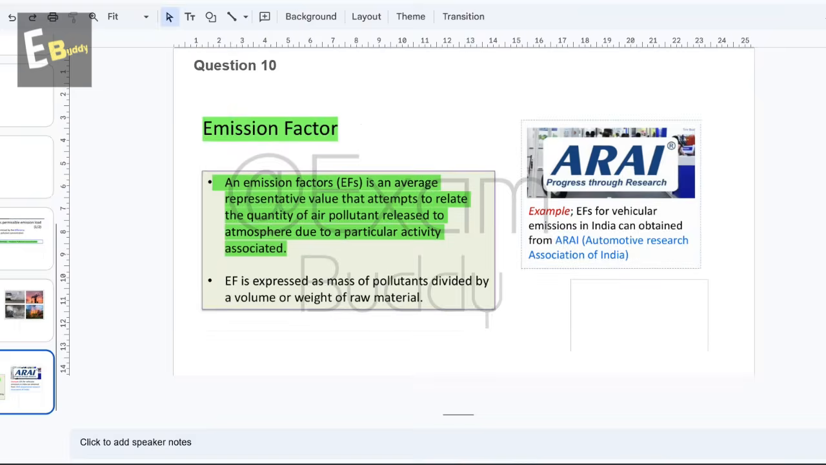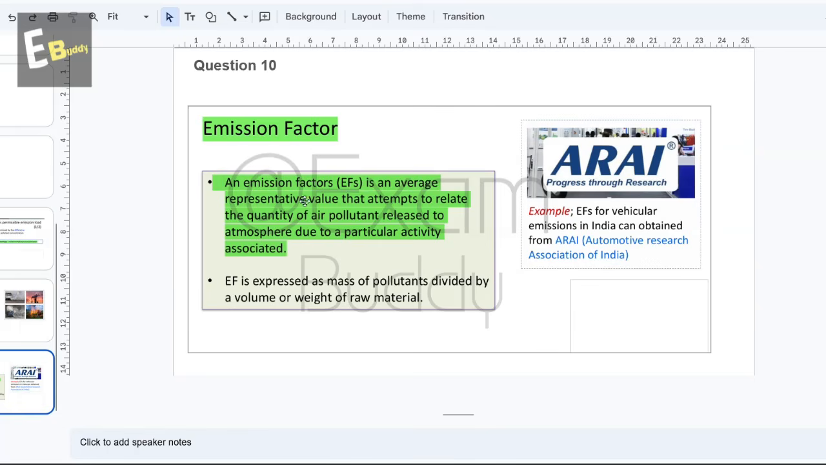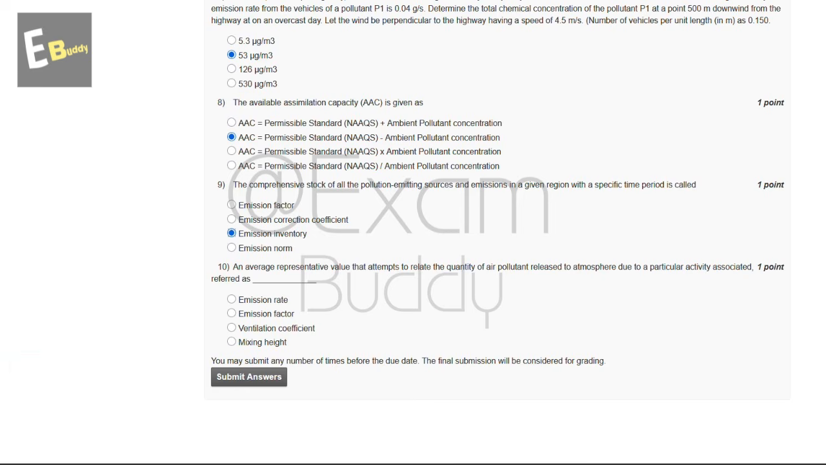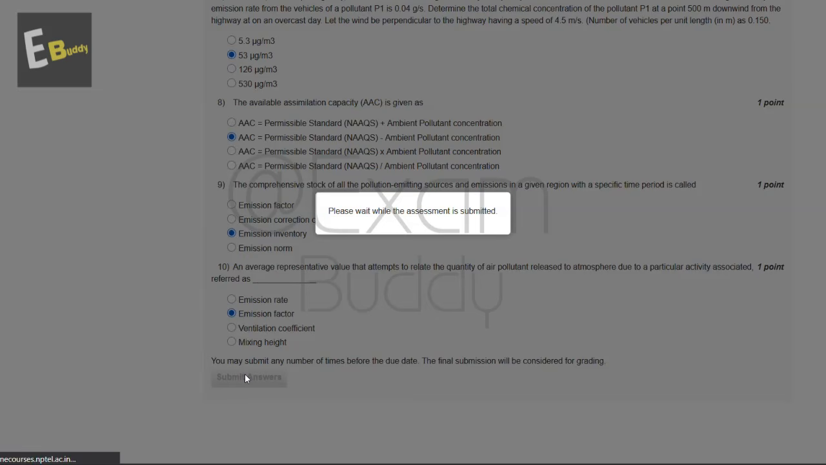So explanation says emission factor. An emission factor EF is an average representative value that attempts to relate the quantity of air pollutant released to atmosphere due to a particular activity associated. So the answer of our 10th question is B, emission factor. Now submit your answer.